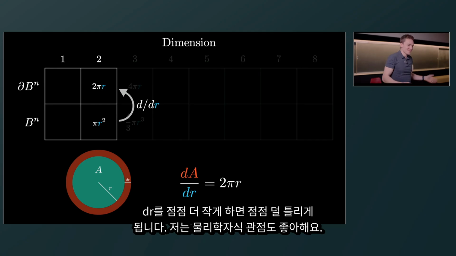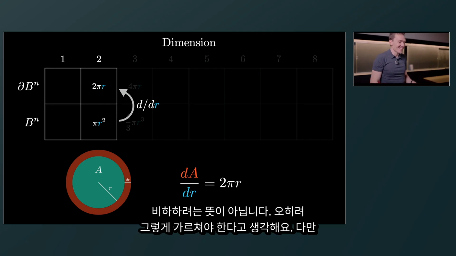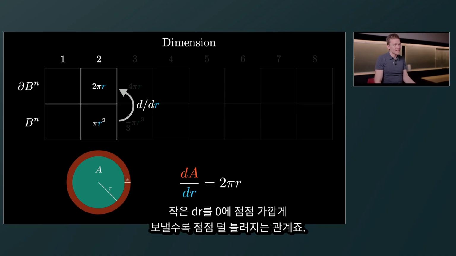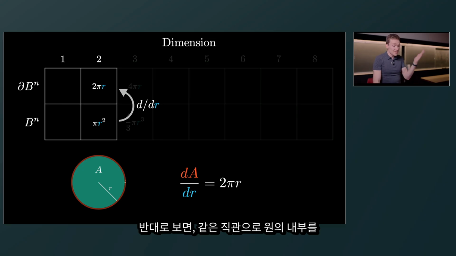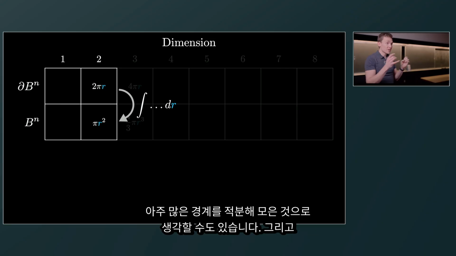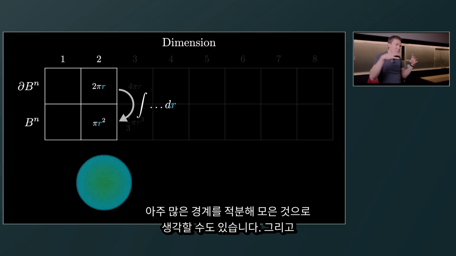I'm a fan of the physicist perspective. I don't mean that in a derogatory way. I actually think it's the way we should all teach it. But the technical meaning of this would be this is not actually an equation. It's something that becomes less and less wrong as you let that little dr approach 0. And then same intuition the other way around is basically saying you could think of the interior of the circle as kind of integrating together a whole bunch of boundaries.